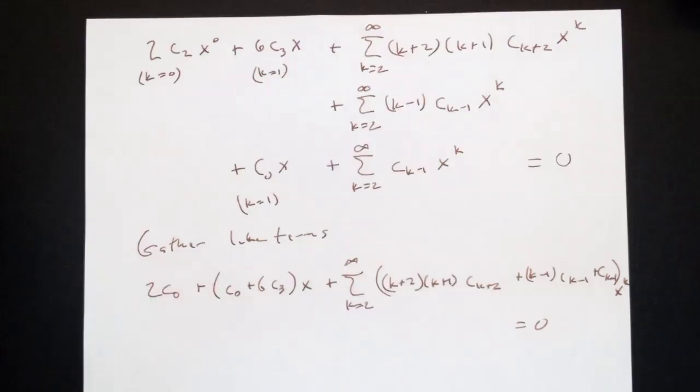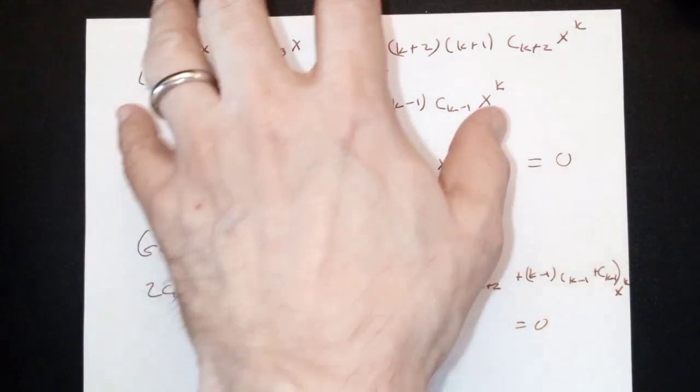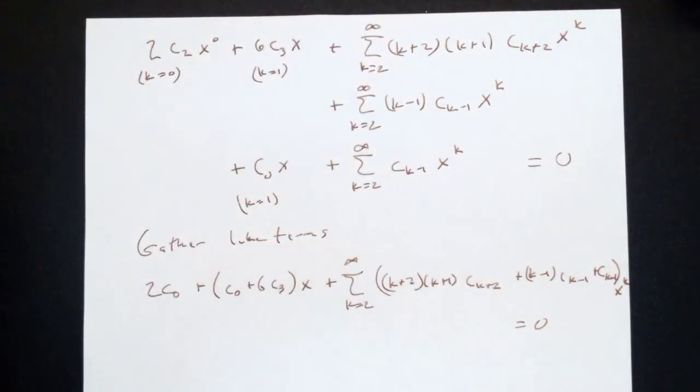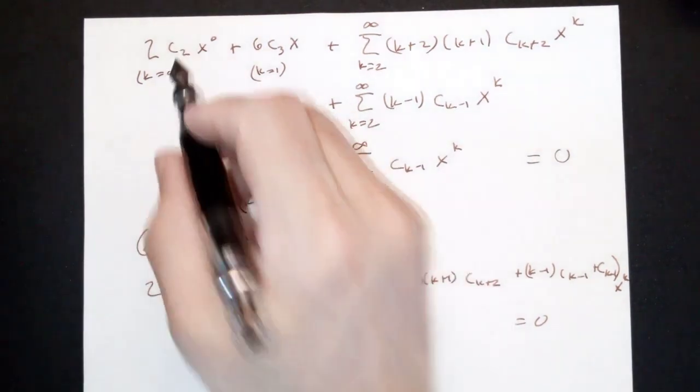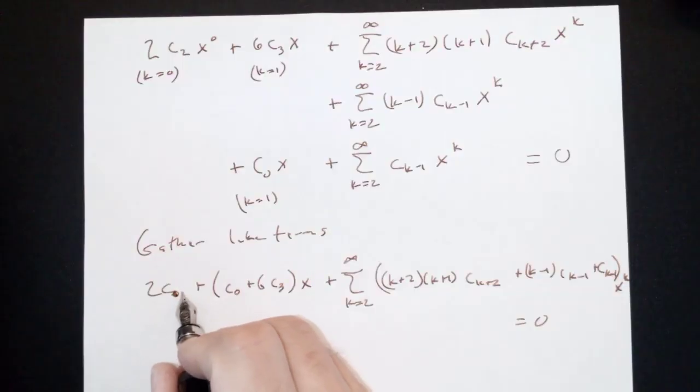Wait a second. I made a copy error. Somebody catch my copy error. Oh, I made a copy error from here to here. It's not 2c0, it's 2c2.